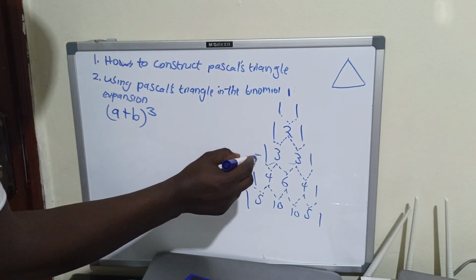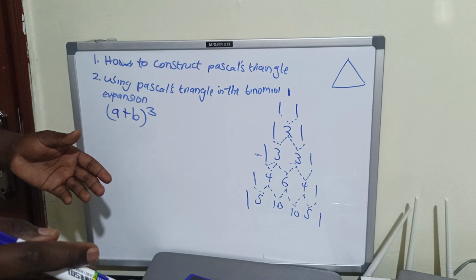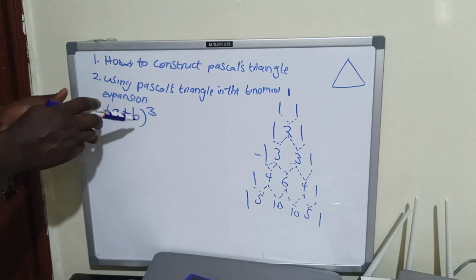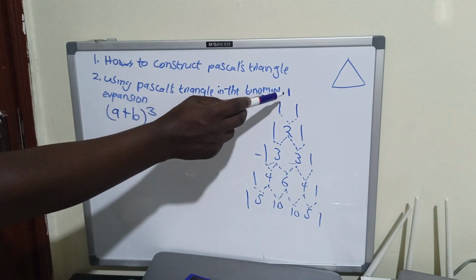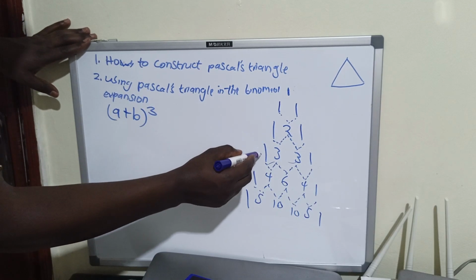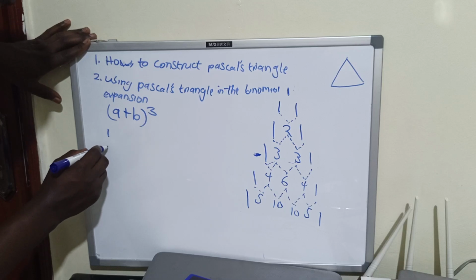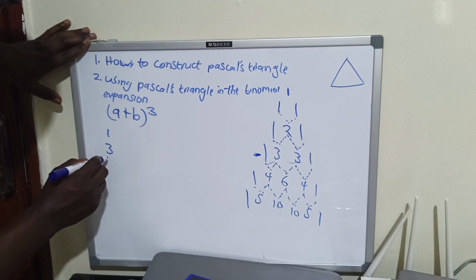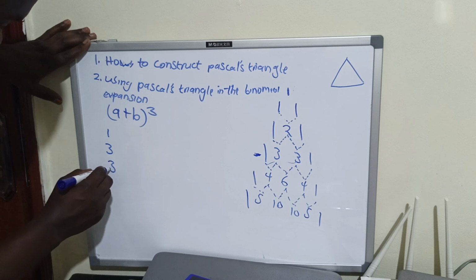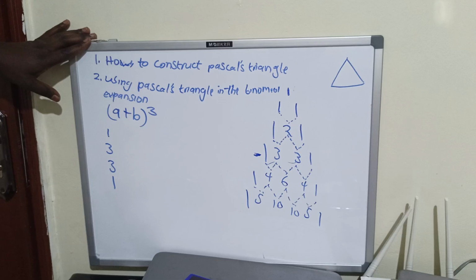So if it were raised to power 4, power 5, like that, I'll show you how to do it. But this one is raised to power 3. So we'll say 0, 1, 2, 3. We'll use this one here. This is the third line. So we say 1, 3, 3, 1.